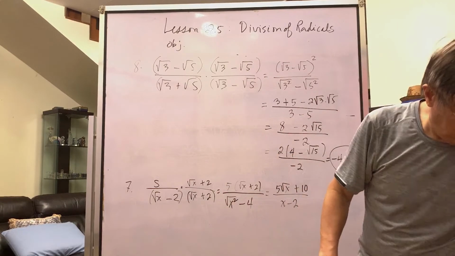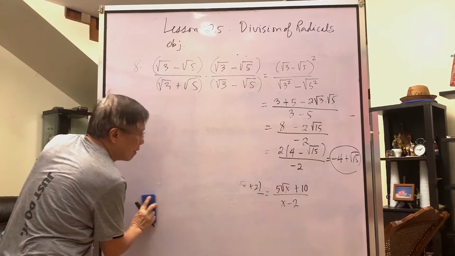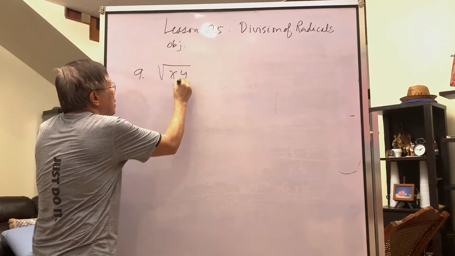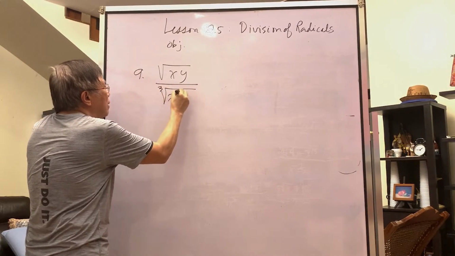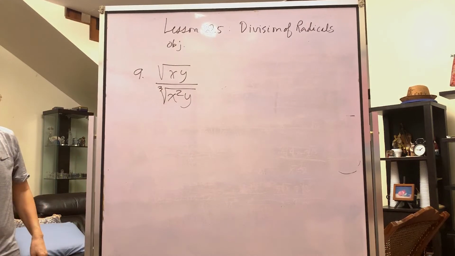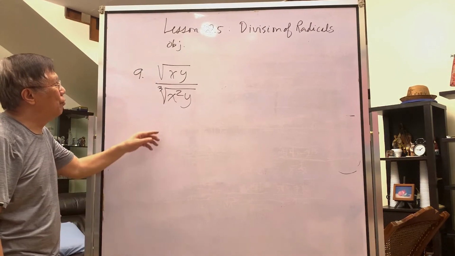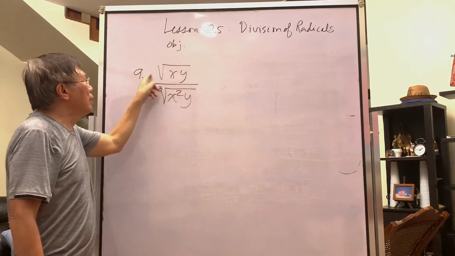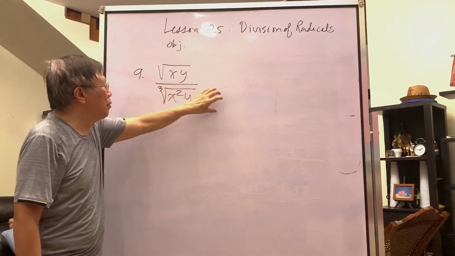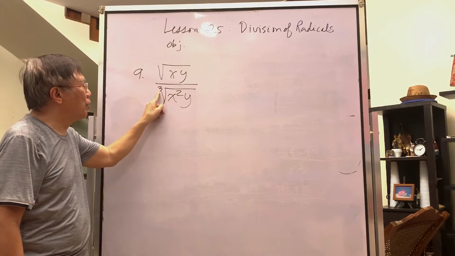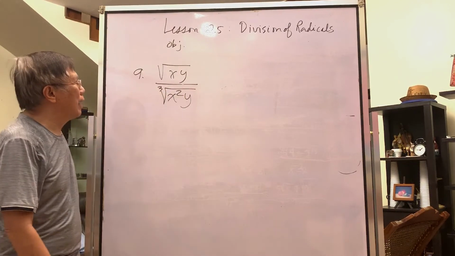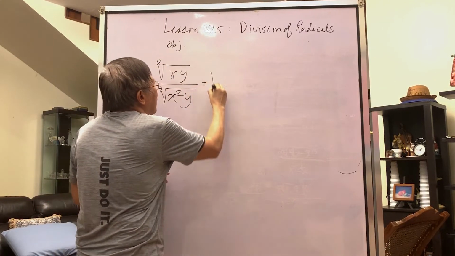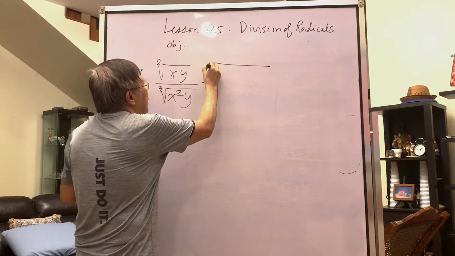Okay, I'll discuss one more. Let me have this last number here, square root of xy over cube root of x squared y. Here we have index 2 and index 3. So therefore, we can make this into same index, or we can rationalize this one now by considering the index of the denominator. What if I want to have the same index? That would mean I will get the LCM of 3 and 2 for me to have that as my common index. LCM of 3 and 2 will be a 6.